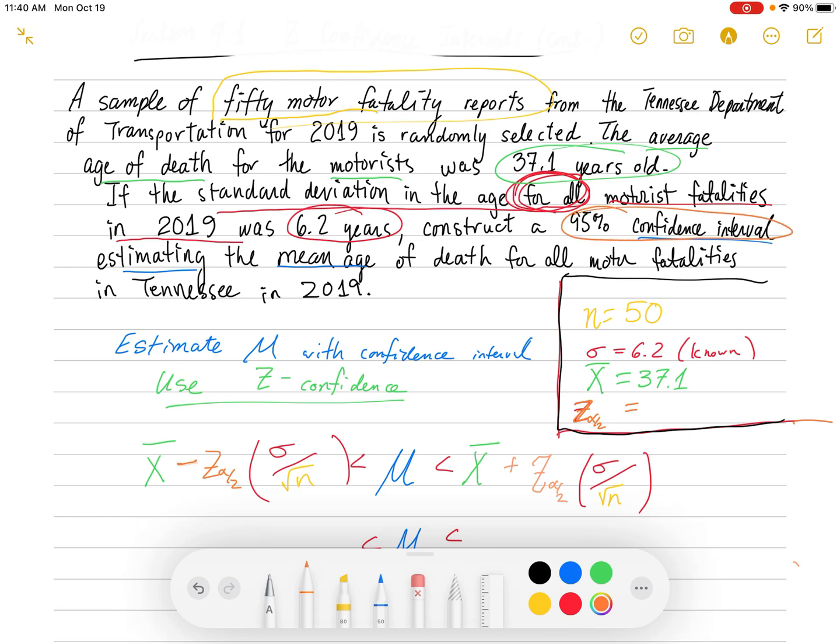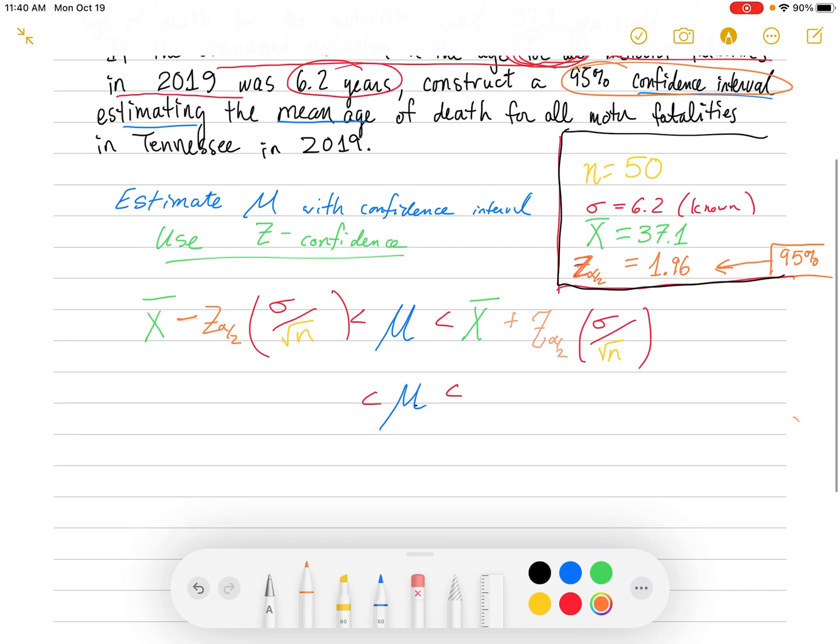So to find that, you have to ask, what confidence level do you want? So the confidence level right here is 95%. So when you have a 95% confidence level, what Z score do you use? 1.96. That's one of those three you want to memorize. Okay, so we're going to plug all these numbers in and we'll compute.